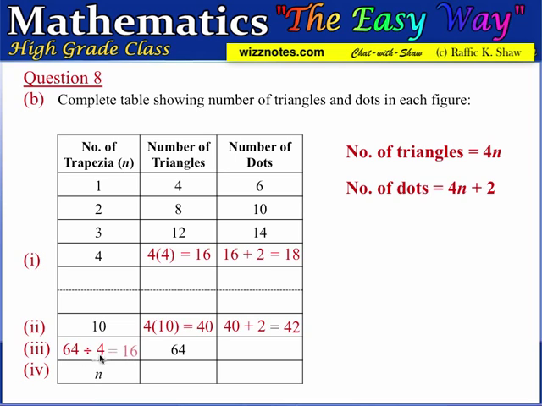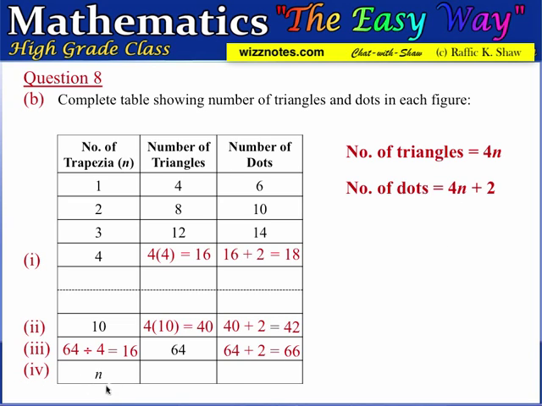And 64 divided by 4 here is 16, and so we would have 16 trapezia, and we will be in the 16th figure. And for the number of dots, we simply add 2 to 64, and our result here is 66. And so when the number of triangles is 64, our figure number n is 16, and we have 66 dots.